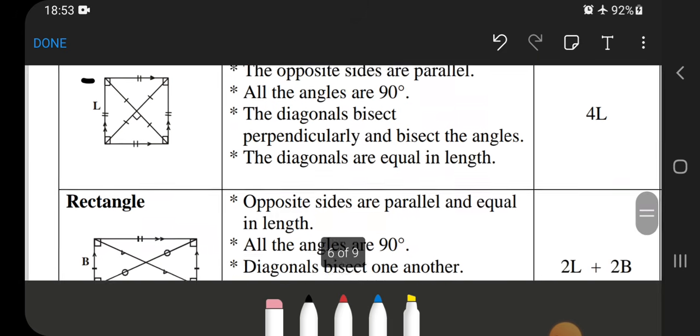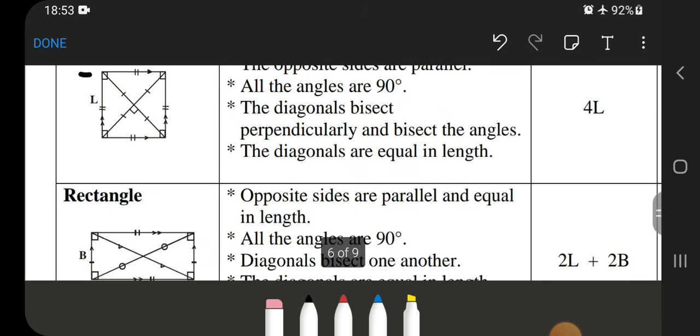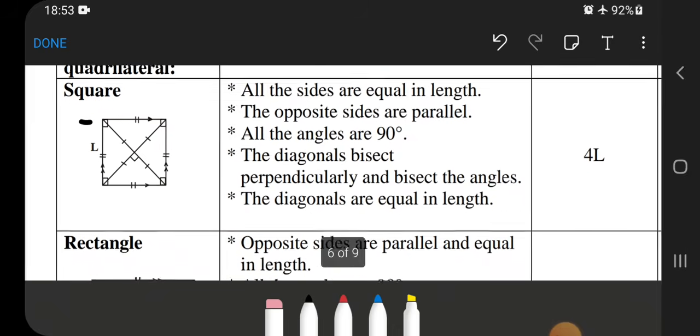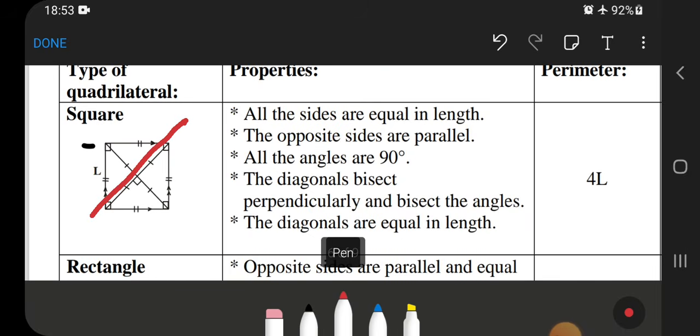And then the diagonals bisect perpendicularly and bisect the angles. The diagonals are equal in length. So this line is equal to this line is equal to this line, so they intersect. When they say they bisect, sorry, when they intersect, they just intersect. When they bisect, they cut each other in half. So those diagonals inside a square cut each other in half, as I have shown you. It also cuts the angle in half. So this is 90, so we have 45 here and 45 this side.